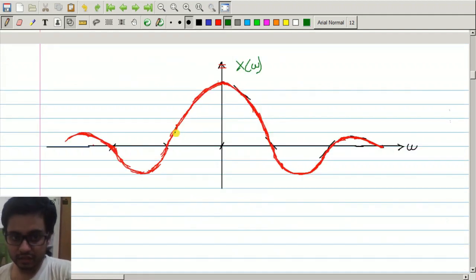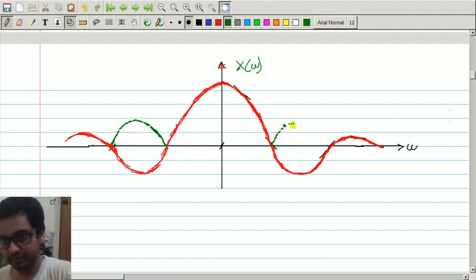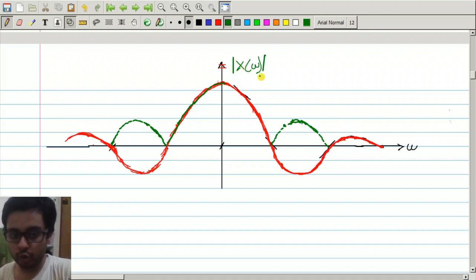If this is capital X(ω), then when you take the modulus of that, this negative part will become positive, like this. This also will become positive. And this part will remain as it is, and that is how the modulus of X(ω) is going to look like as a function of ω. So this is the magnitude spectrum.